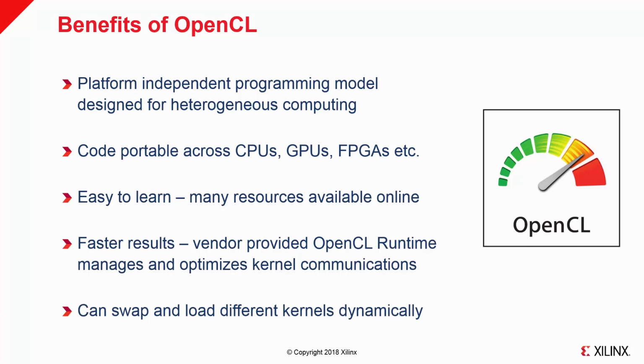Lastly, one feature of OpenCL is the ability to dynamically swap and load different kernels. This means that on F1, your application can start using the FPGA to accelerate a particular workload, and then on the fly, load a new AFI to accelerate a different type of workload. For all these reasons, OpenCL is a natural choice for the F1 platform.